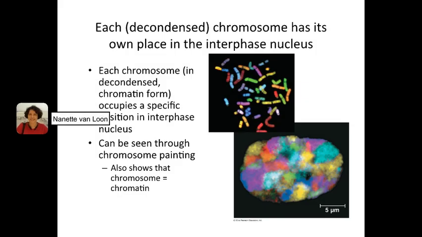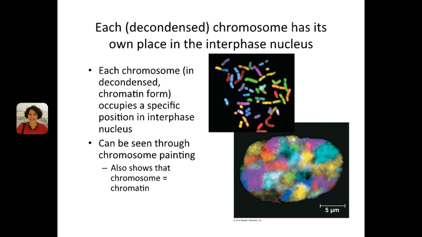This picture shows us very nicely how the chromosomes and the chromatin are the same thing, and also that the chromatin is organized in the interphase nucleus. So in the upper picture, we're looking at a spread of chromosomes, and each chromosome pair has been stained a different color. So one pair is light green, another pair is orange, another pair is yellow, and so forth.